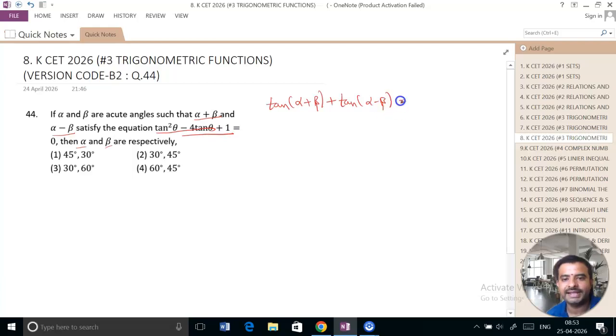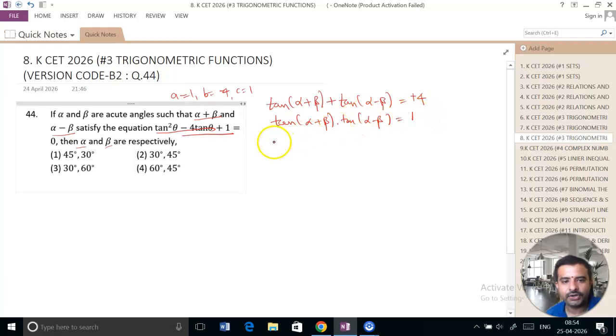You know, the sum of the roots is minus b by a. According to the question, a is equal to 1, b is equal to minus 4, and c is equal to 1. So it is minus b by a. Minus of minus becomes plus 4, 4 by 1. And the product of the roots, tan of alpha plus beta into tan of alpha minus beta, is equal to c by a. What is c? 1.